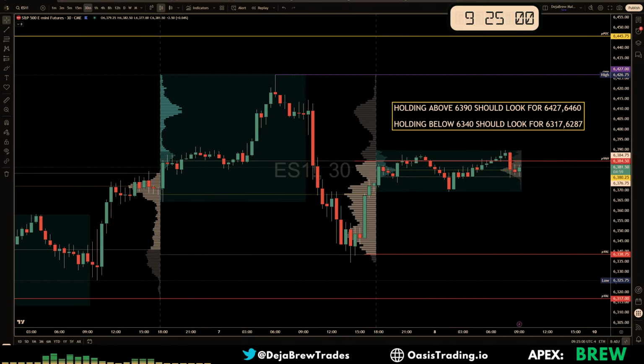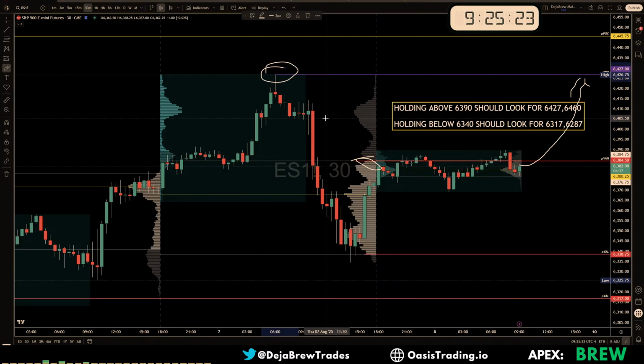Let's take a look at our trade plan from last night. Do we need to update these levels? So on ES, we said above 390, we're looking for 427 and 460. That is still perfectly fine. So holding above 390 is the value high of yesterday. So holding above that value high, we're looking for the overnight high, or just the high of day of yesterday. And then 460 is, I think, an old value level.